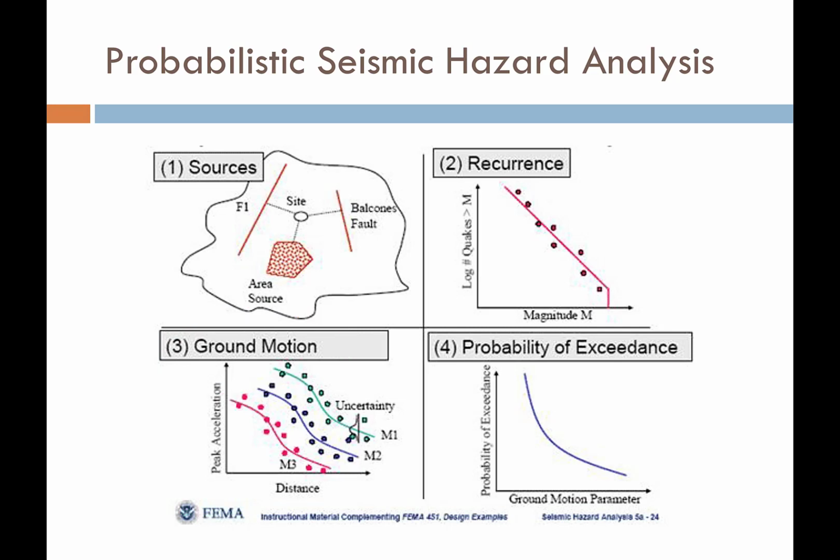And then if we aggregate all of these scenarios together with their corresponding likelihoods, we're going to develop an estimate of the probability of exceeding various ground motion levels using what's called a seismic hazard curve.